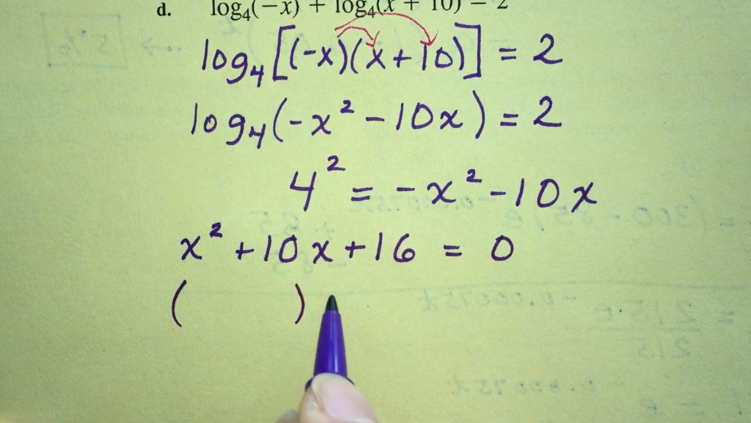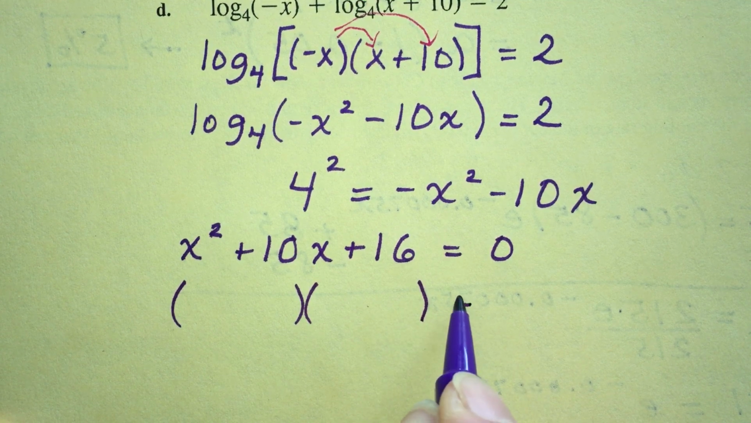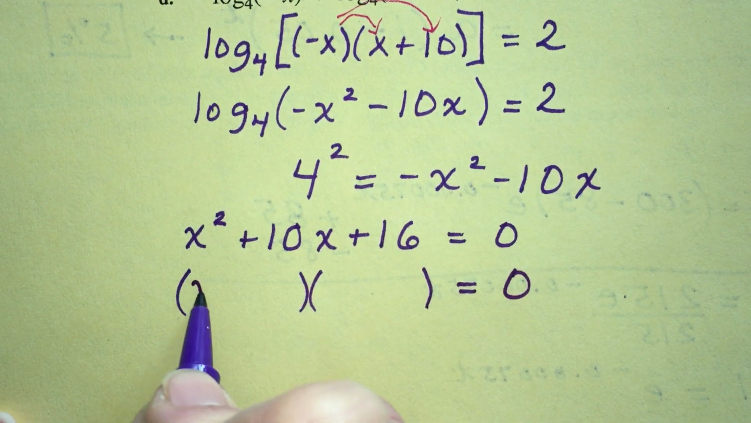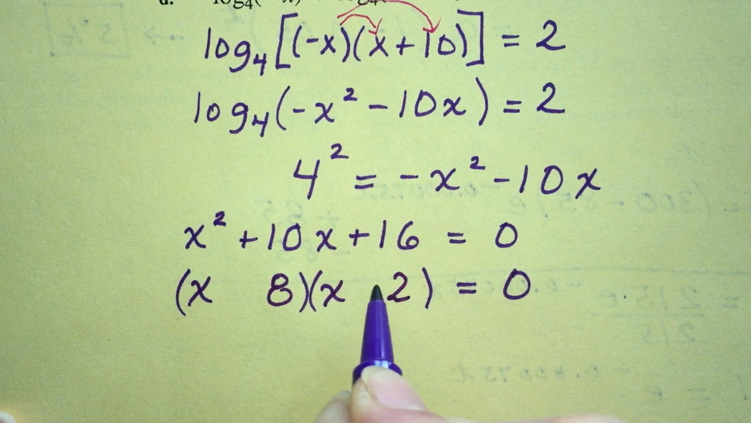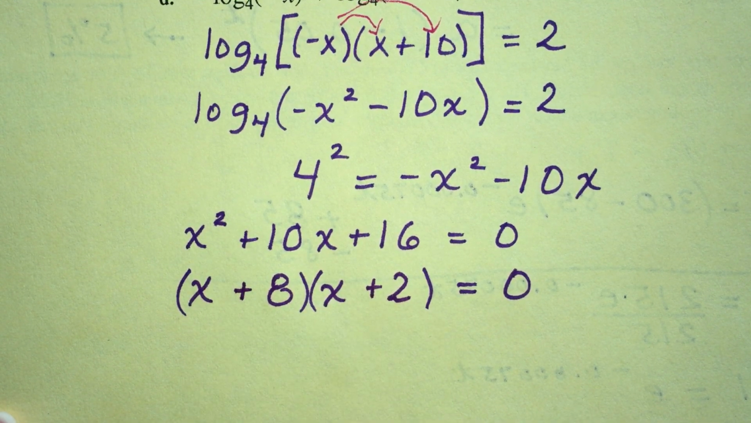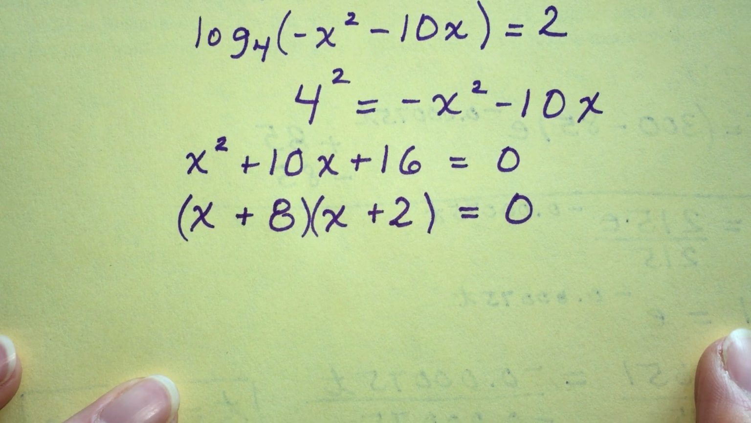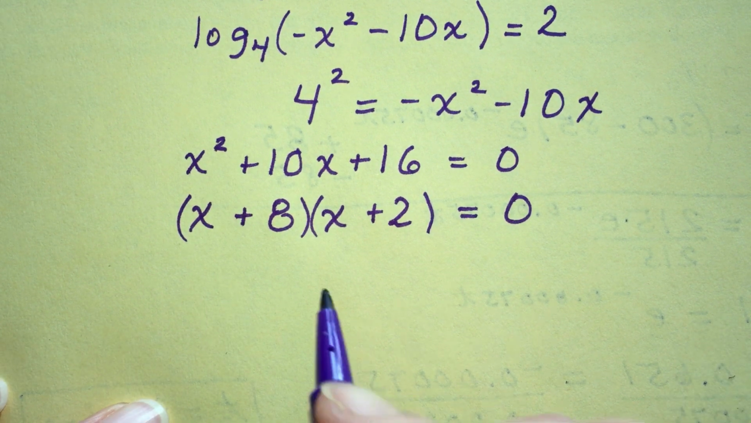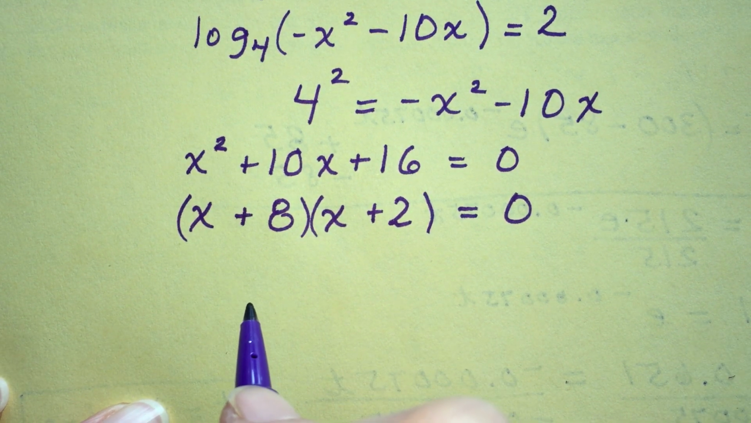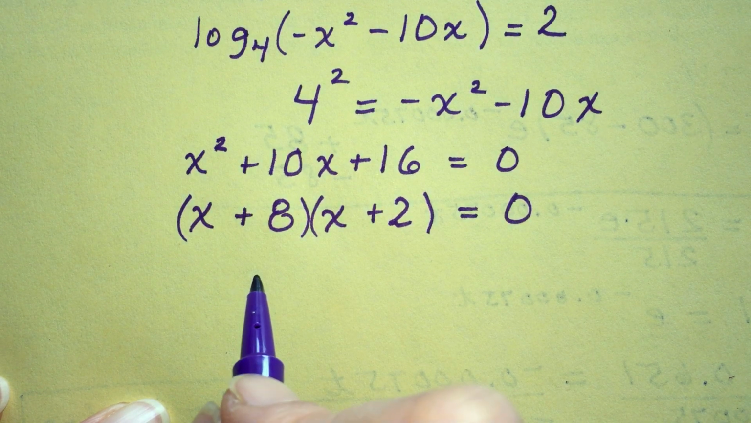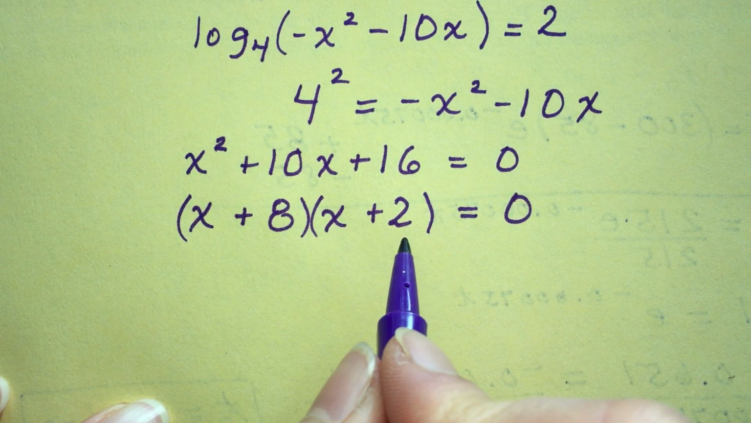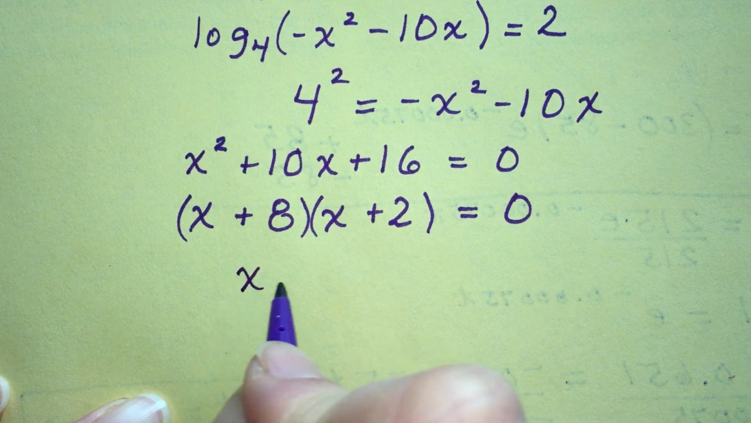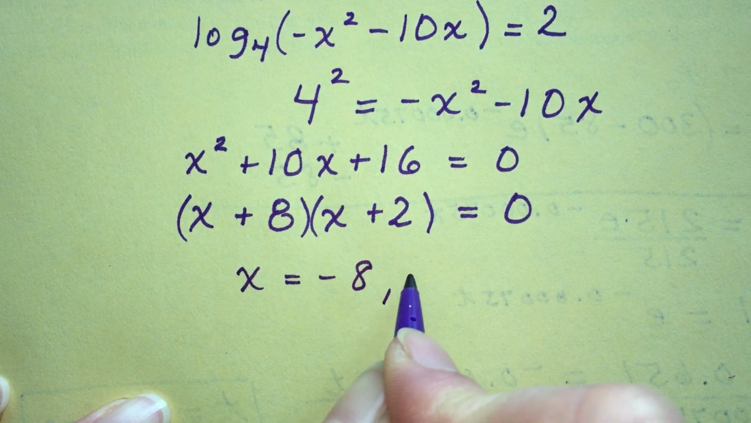Factor this. What are some factors of 16 that will give you 10? 8 and 2. And these are both positive. In this case, you give positive 10 if we were to FOIL or box that to check. Zero product property means set each factor equal to 0, or just know P and Q are the answers to the quadratic, and the answer here would be negative 8 and negative 2.